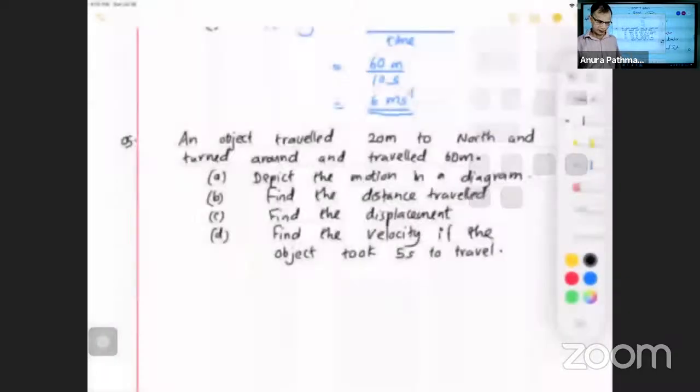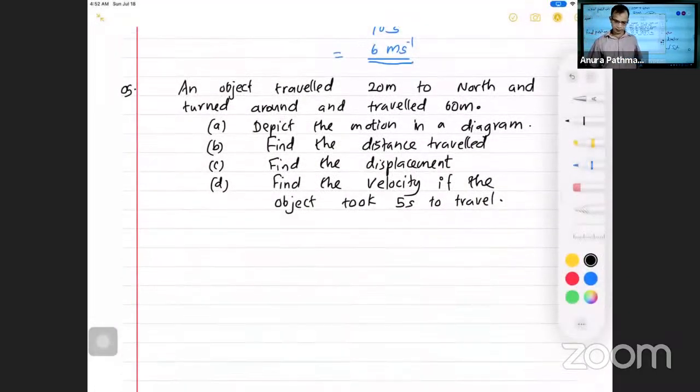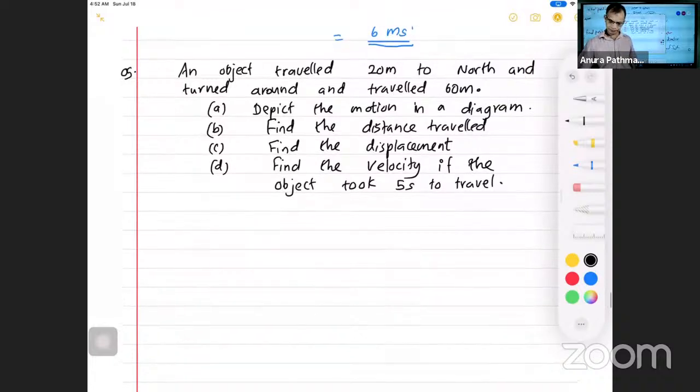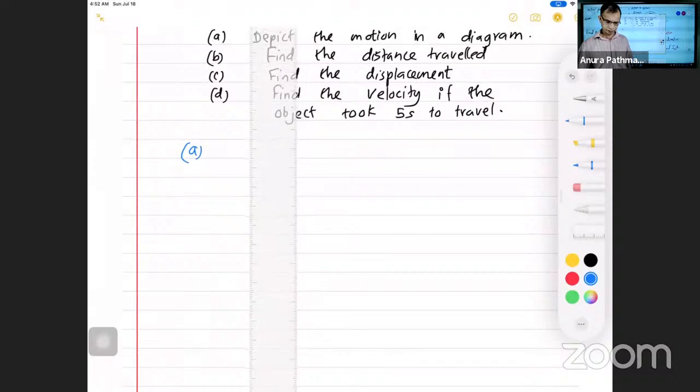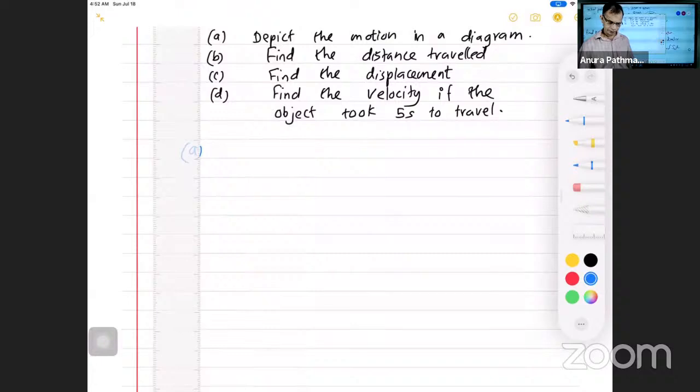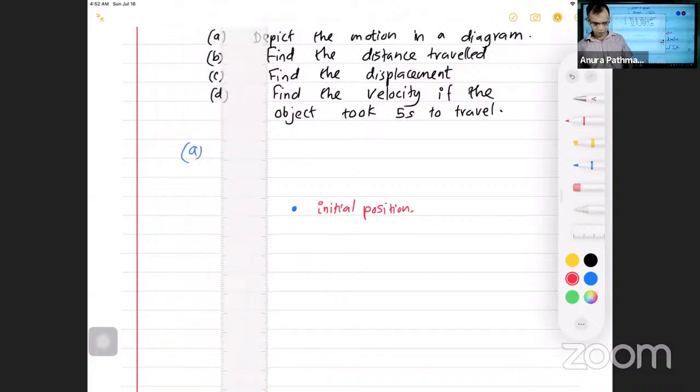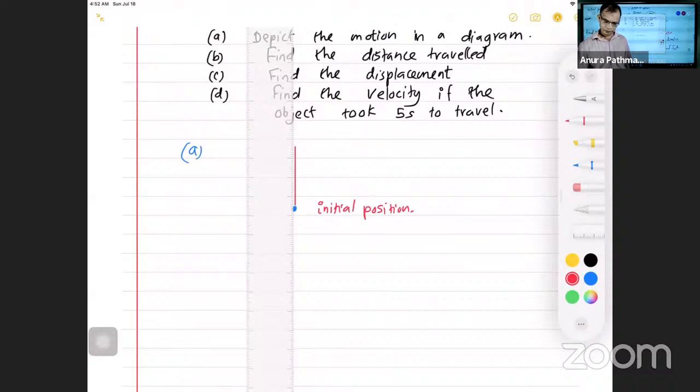Right. Depict the motion in a diagram. Simple A. Depict the above in a diagram. So I will write, starting from over here, this is the initial position, moving upward to the north. Upward motion.